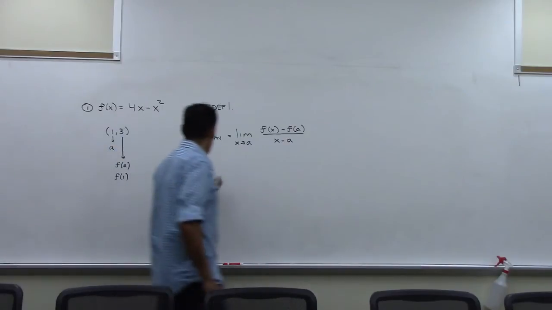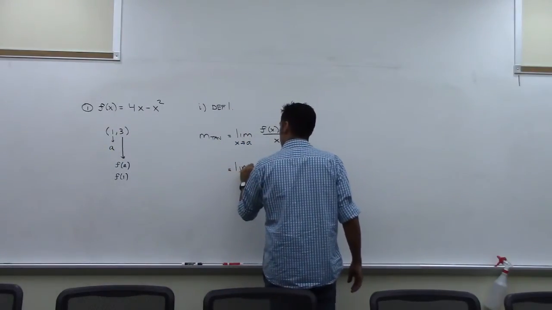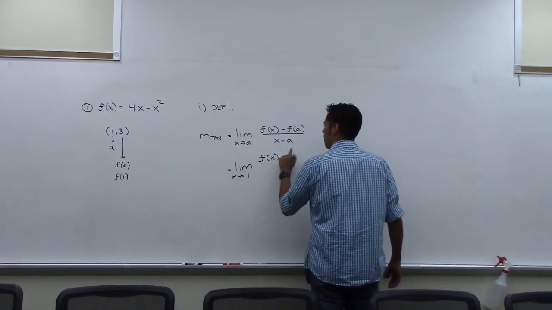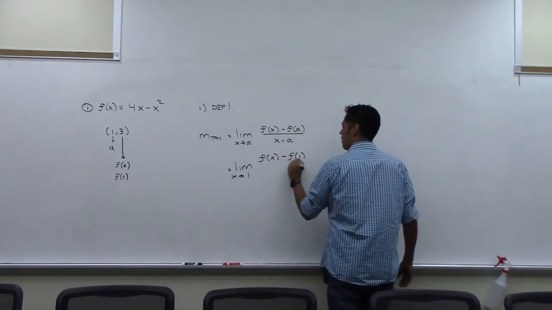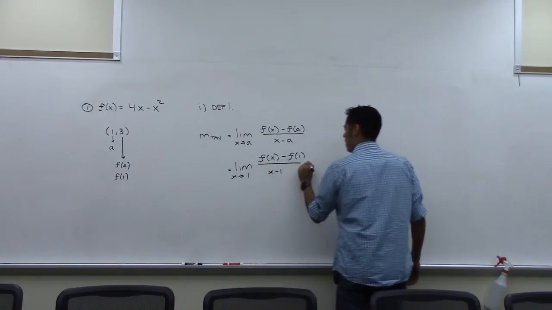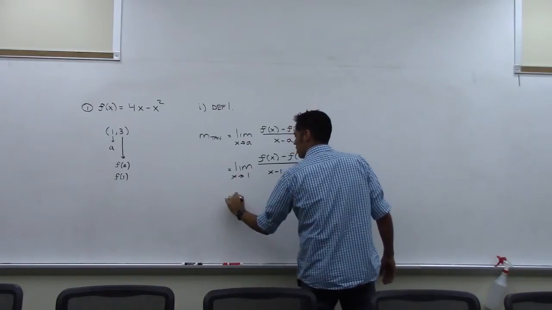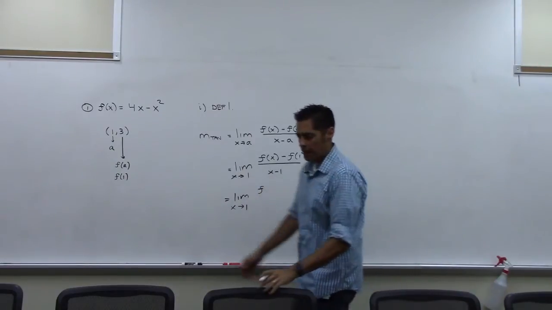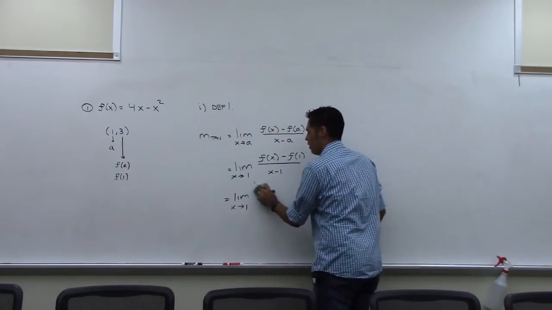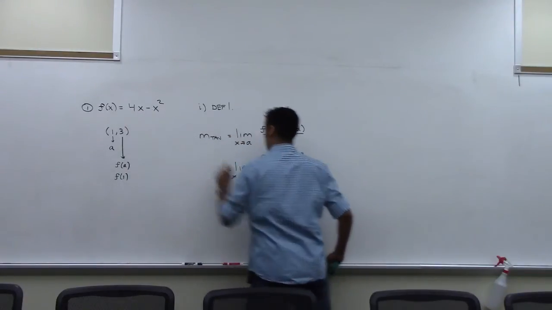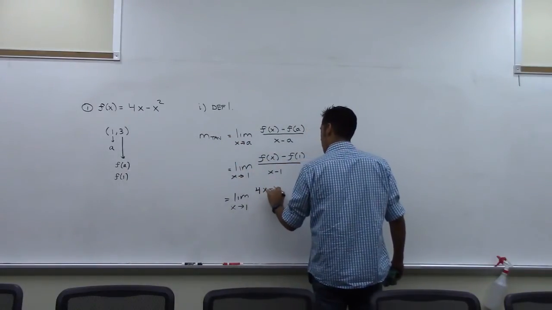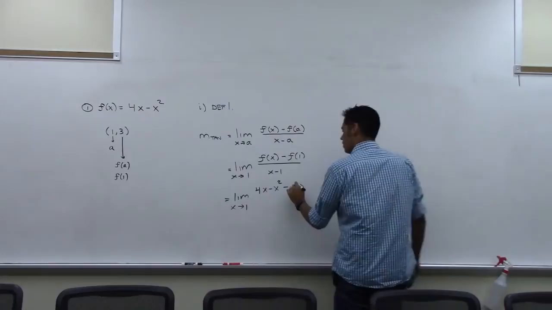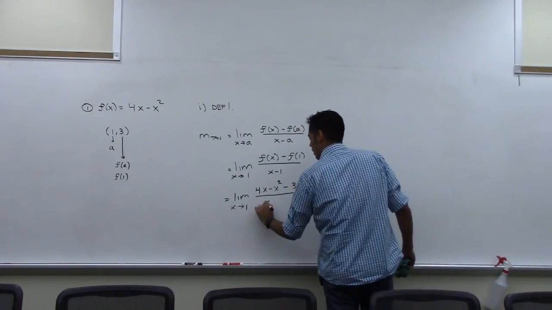Let's go back to this. This should be equal to the limit. I'm going to replace all my a's with 1. Here, f of x doesn't change, minus f of 1 over x minus 1. And this is equal to the limit as x approaches 1 of f of x. Let's actually replace f of x with what it is. It's this function right here, 4x minus x squared, minus f of 1, but we already know that f of 1 is 3. So this is 3 over x minus 1.